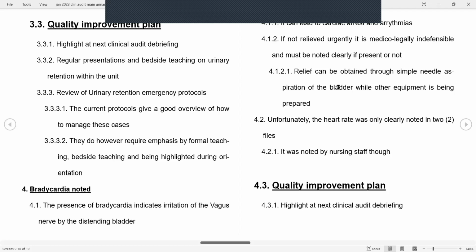So how can we relieve it quickly? It's as simple as a needle aspiration of the bladder. You may ask, how do I do that? It's quite simple. You take one of your larger IV cannulas, one of your larger gauges, either orange, grey or green, so either 12, 14, 16, 18, even if you have to, and attach a 20 ml syringe onto that. You go in the midline just above the pubic symphysis and insert it into the bladder, aspirating as you go down until you hit urine coming out.